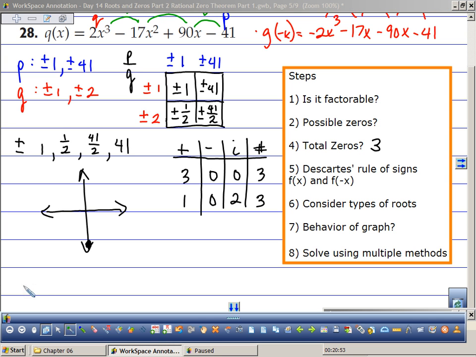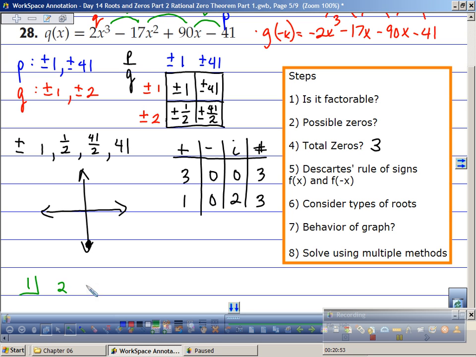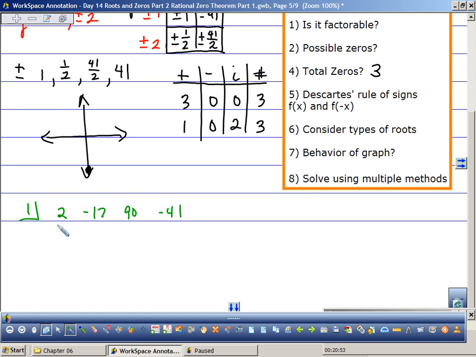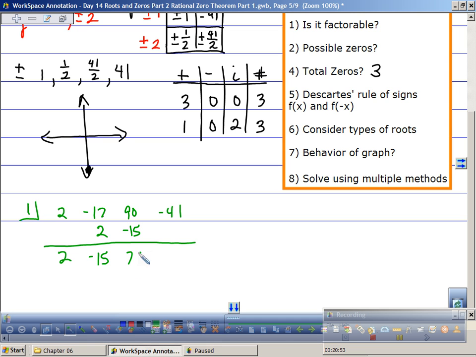Okay. So we'll start with the positive direction. I'm going to start with 1. Let's do 1. My coefficients are 2, negative 17, positive 90, negative 41. Bring down the 2. 1 times 2 is 2. That's negative 15, negative 15. What is that? 75? Is this going to work? What's 75 minus 41? 34? So 1, 34. So right about here.